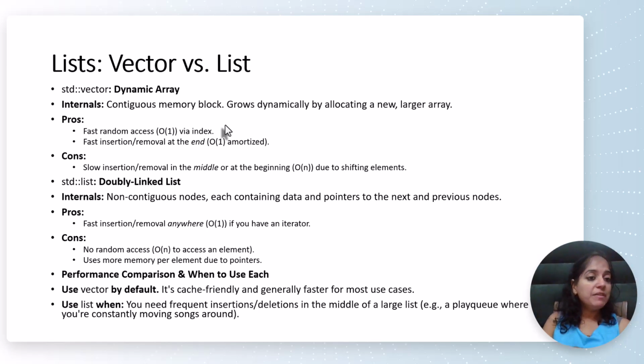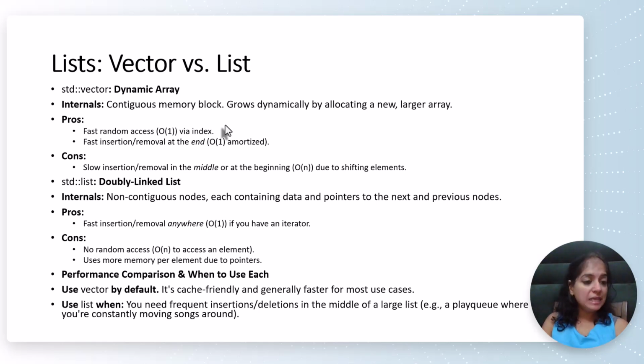The benefits of using vectors are fast random access, big O of 1, because we use the index, and fast insertions and removals at the end, big O of 1 amortized. The problem with insertion and removal is that if you try to insert an element in between or remove an element from the middle, the rest of the elements will need to be shifted to occupy that space.